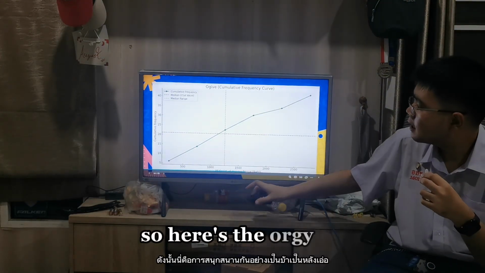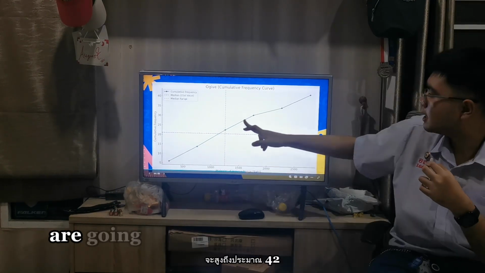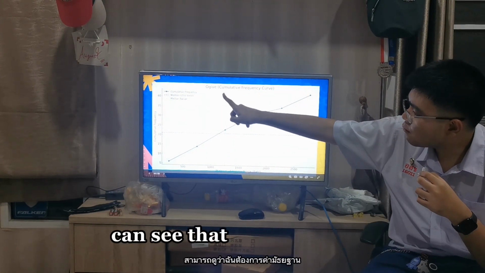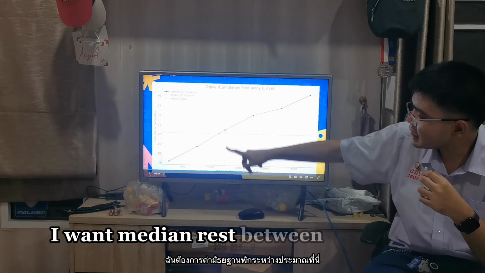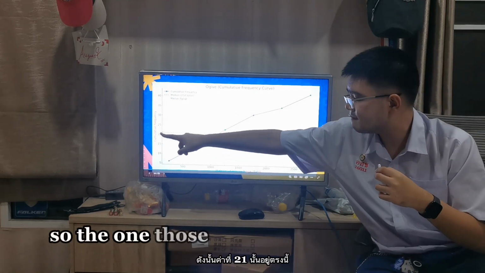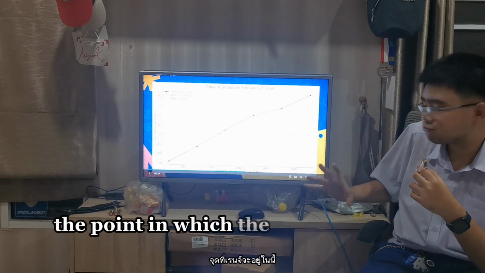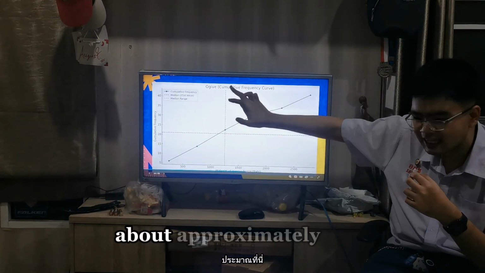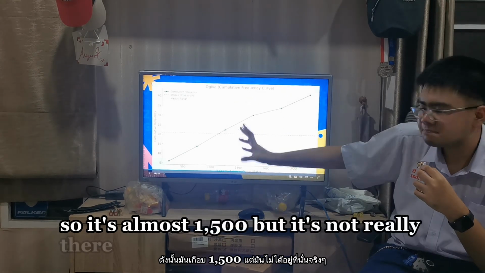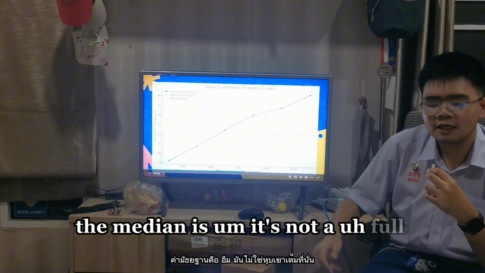So here's the archive. When we're looking at this, we can see that from about 5 going up to approximately 42, our median rests between about here, with the 21st value being right here. So the point in which the range will be in is approximately here. It's almost 1,500, but not really there. The median is not a full value.